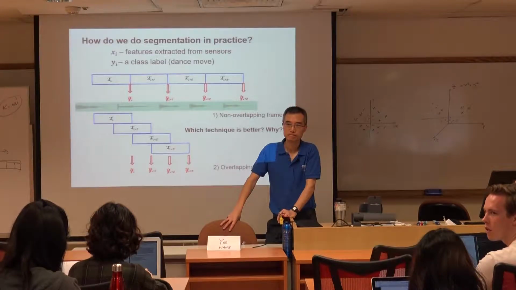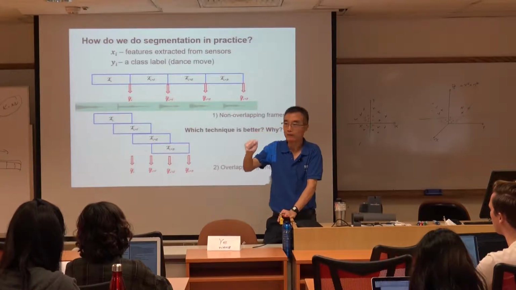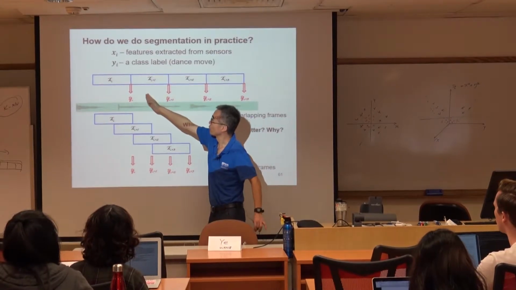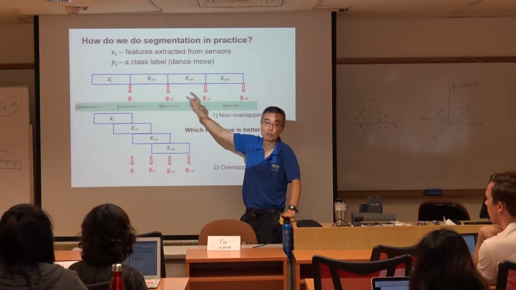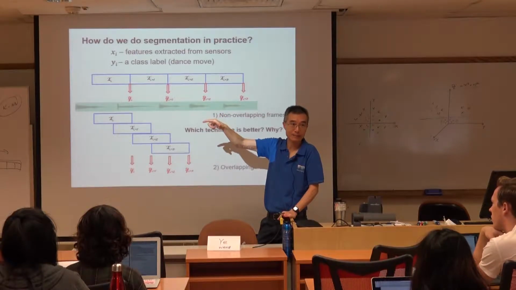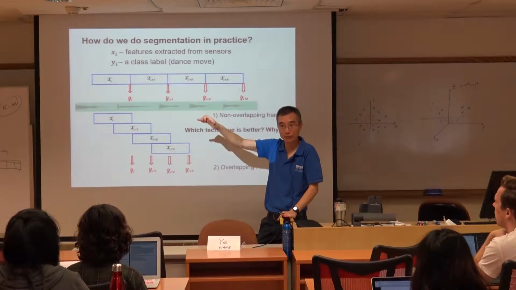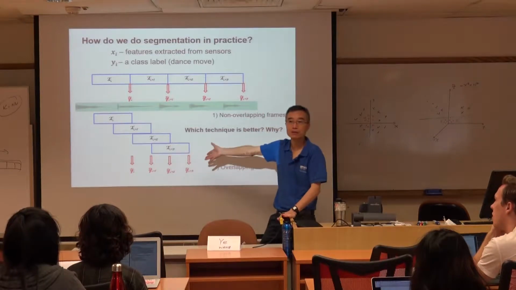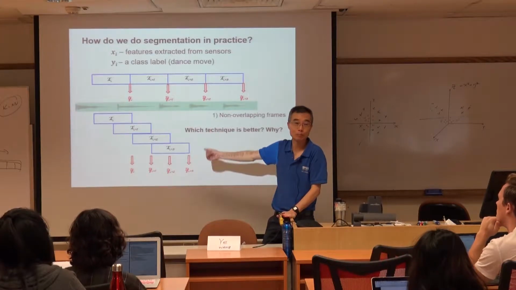Overlapping is way better because it has lower time latency, and that is a very important property. Look, in this particular case, assuming one frame is 1 second, we will only get the output after 1 second. Or if the window is 2 seconds, then you have to wait 2 seconds to get each output. With 50% overlap, the time resolution is improved.